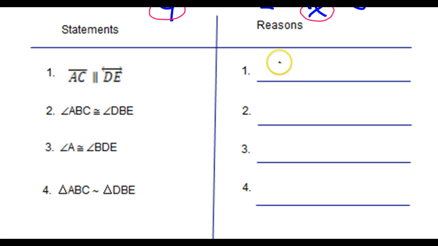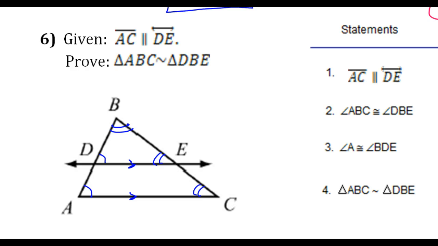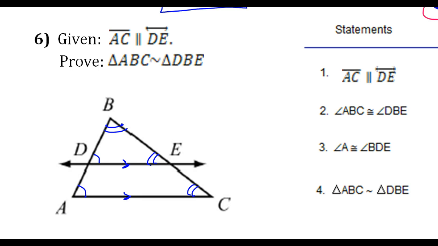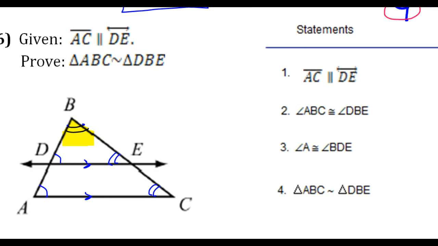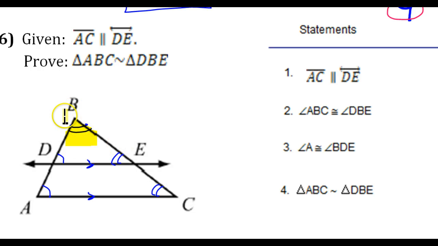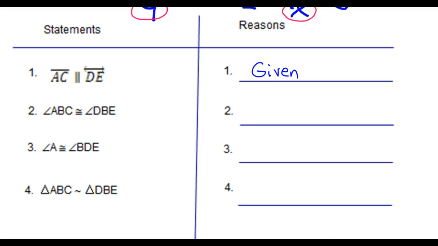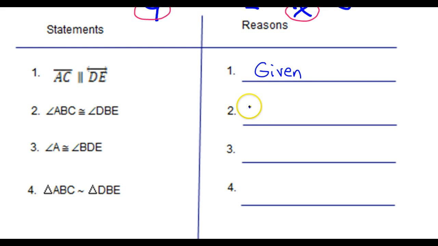So clearly we're starting off with a given here. AC is parallel to DE. That was simply given. Now angle ABC is congruent to angle DBE. Well, they're just naming this angle two different ways, ABC and DBE. They could have said angle B is congruent to angle B without being ambiguous. Either way, this is the reflexive property.